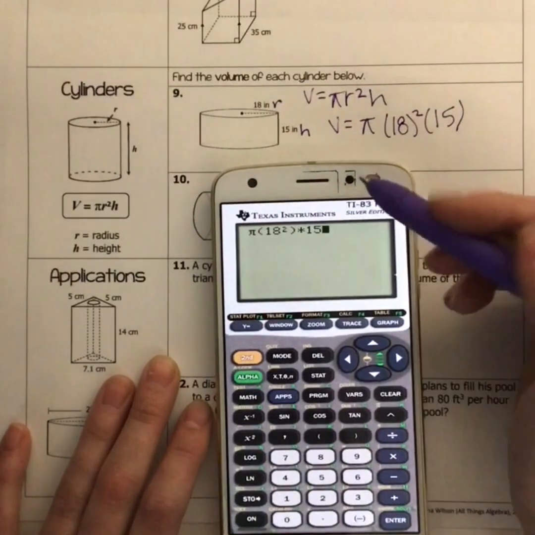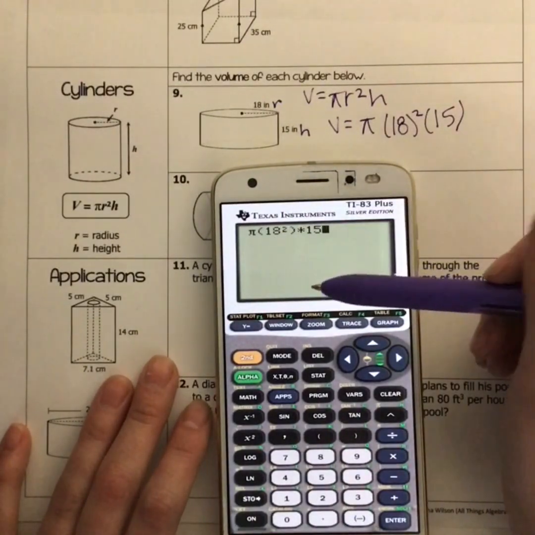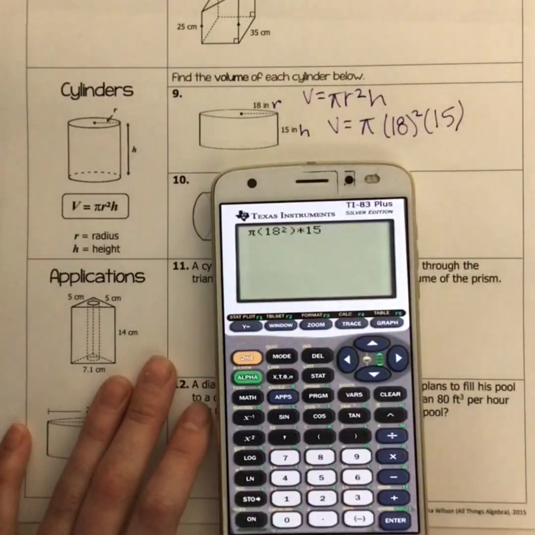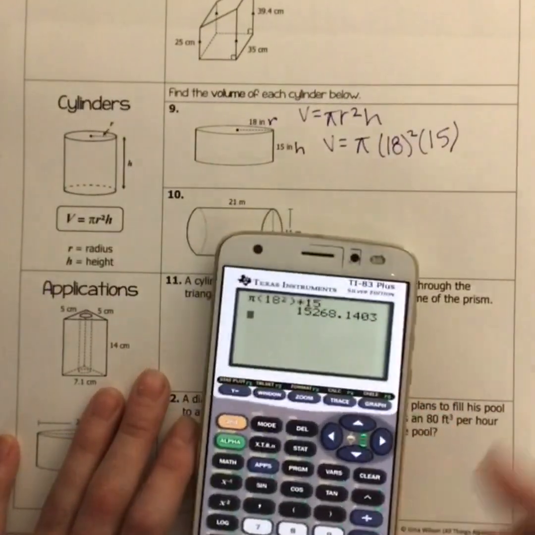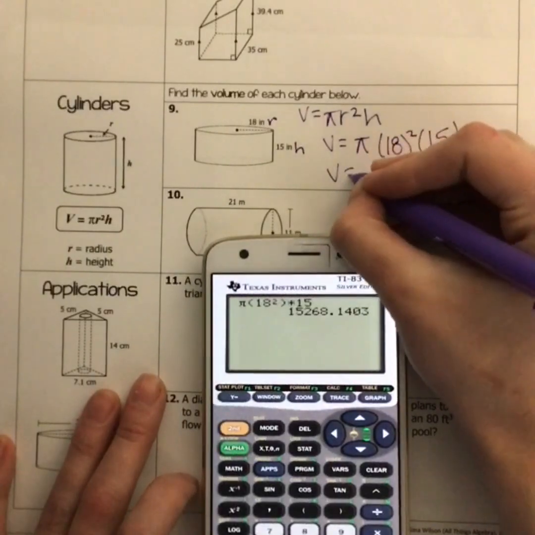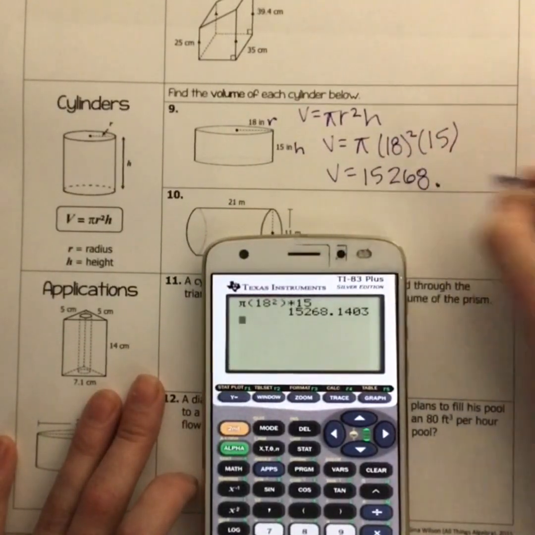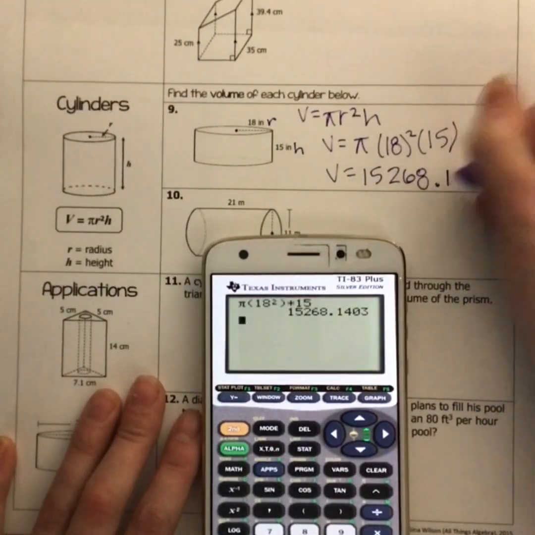Now, notice I've moved the square this time into the parentheses instead of outside. I don't think it would make a difference. I just want to make sure that this is taking 18 squared, so I've put it inside the parentheses this time. And we get 15,268.14. So I'm just going to round this to 15,268.1.